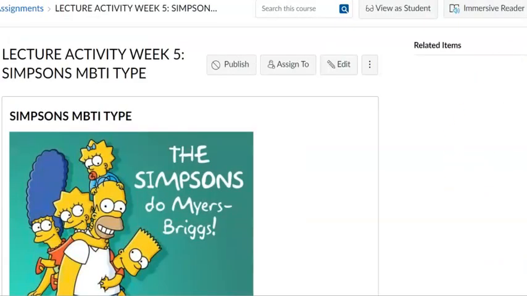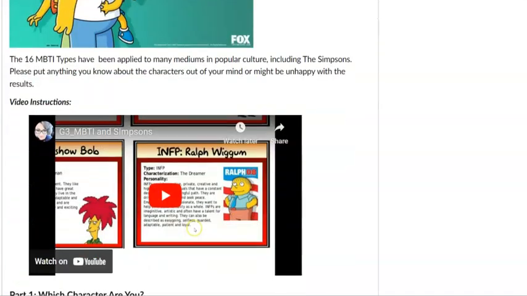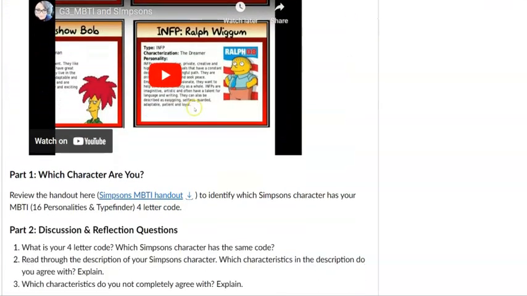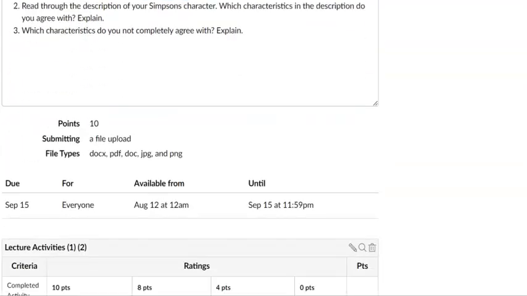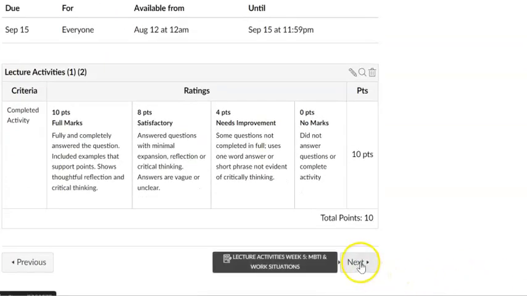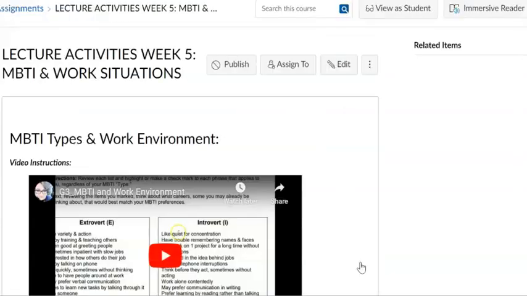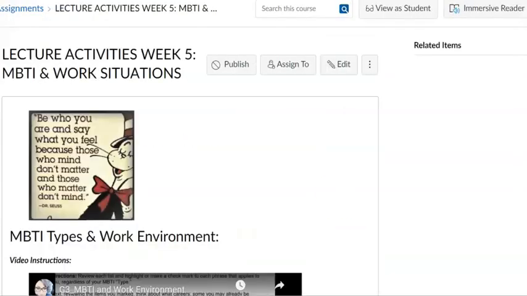Then we have a couple activities. I try to make them fun activities. This one is the Simpsons type. Again, this is really for fun, but I think what students mostly get out of these activities is to develop a language and how to talk about your personality as a skill which you're going to be using for your resumes, okay? So it's really important for you to develop that vocabulary and how to talk about yourself.